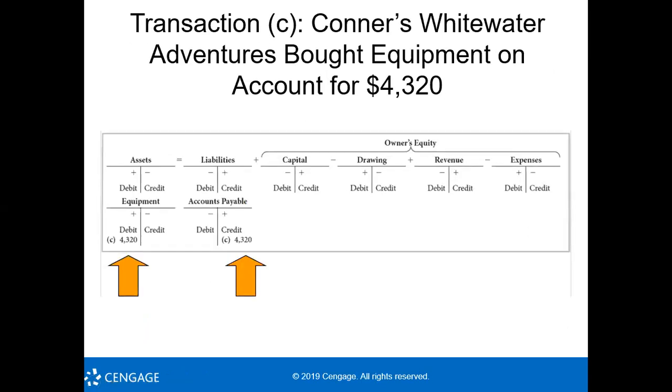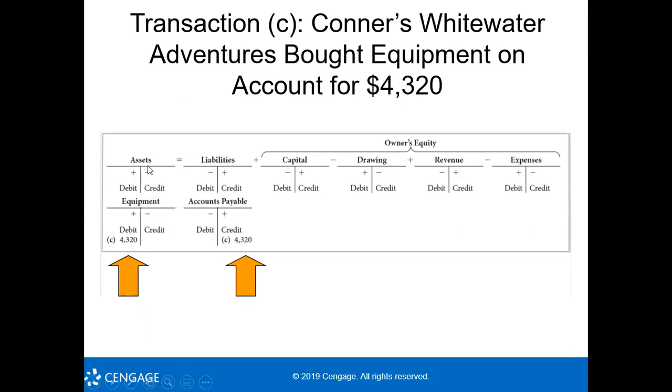Transaction C, Connor's Whitewater Adventure bought equipment on account, $4,320. Remember that on account means we did not pay cash. We basically created a debt now that we have to pay off. So in this case, we've got equipment going up with a debit. So we're debiting equipment, $4,320. We're crediting accounts payable, $4,320.